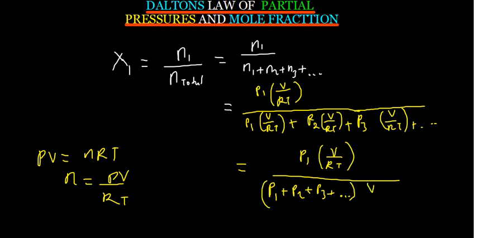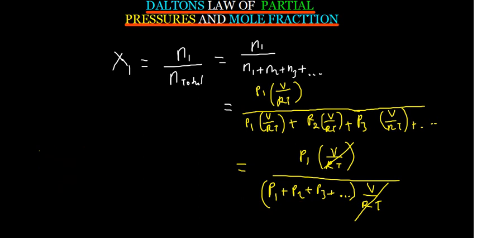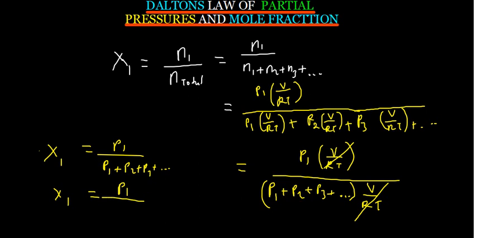Now the V over RT is common. So from here you can see that the V over RT will cancel with the V over RT because it is the same. So therefore the equation for mole fraction is going to remain as P1 divided by P1 plus P2 plus P3 plus so on. So the mole fraction of this gas therefore is going to be pressure 1 divided by the total pressure.